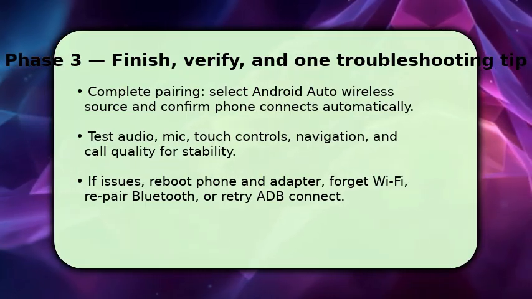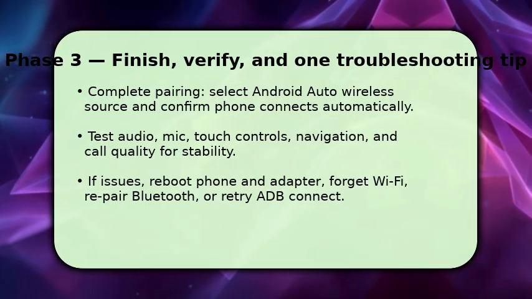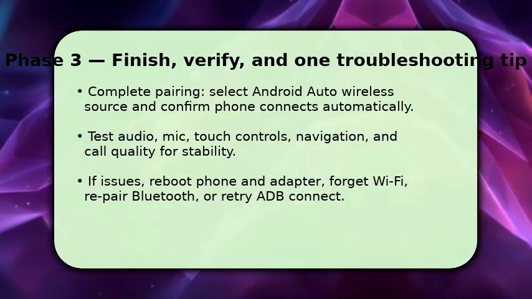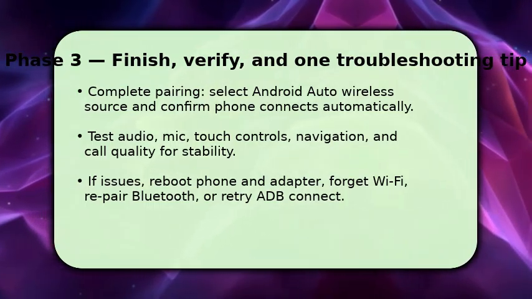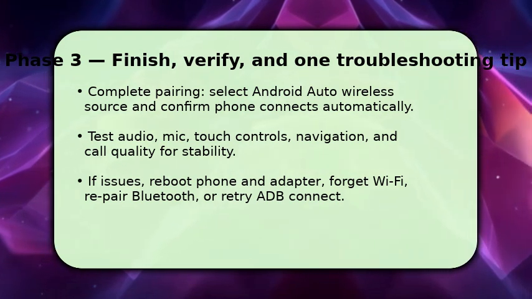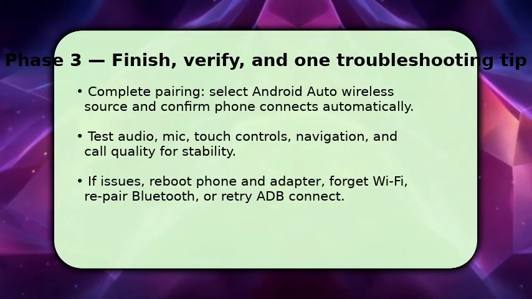If the connection drops or features fail, try one key troubleshooting tip. Reboot both phone and adapter, forget the car Wi-Fi on your phone, repair Bluetooth, and, if needed, rerun adb connect. This clears stale sessions and renews the secure wireless link.